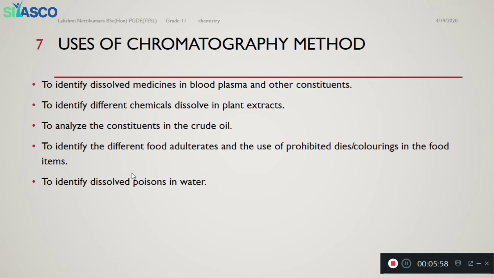We can use this chromatography method to identify dissolved medicines in blood plasma and other constituents, to identify different chemicals dissolved in plant extracts, to analyze the constituents in crude oil, to identify different food adulterants and the use of prohibited dyes or colorings in food, and to identify dissolved poisons in water.